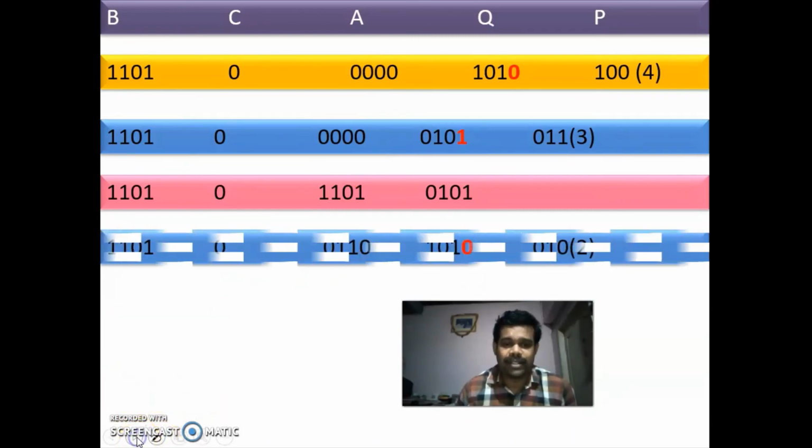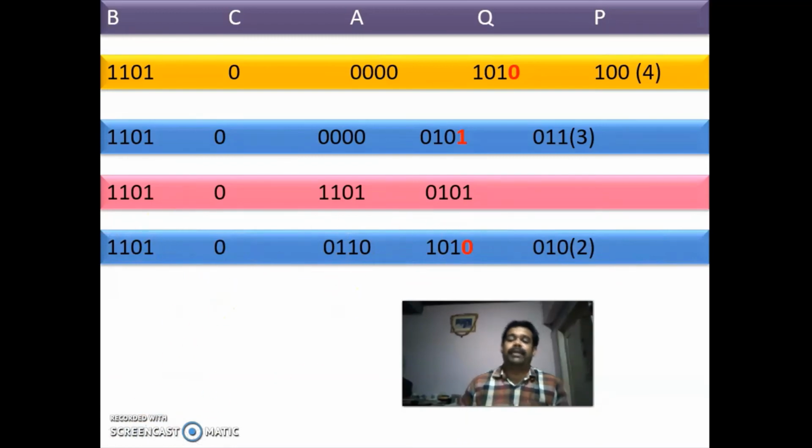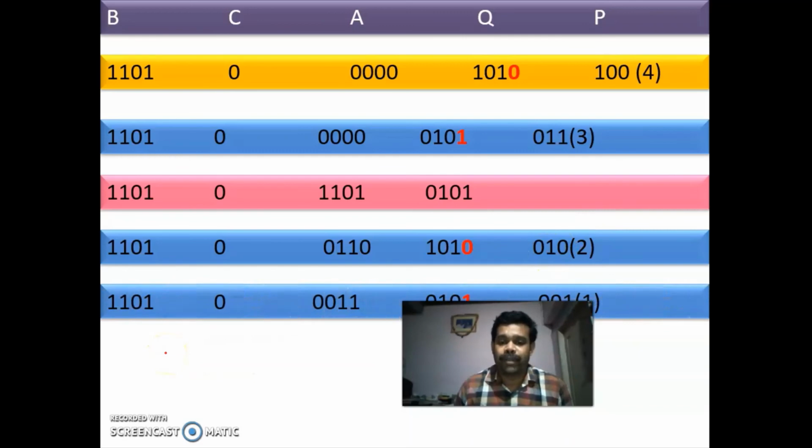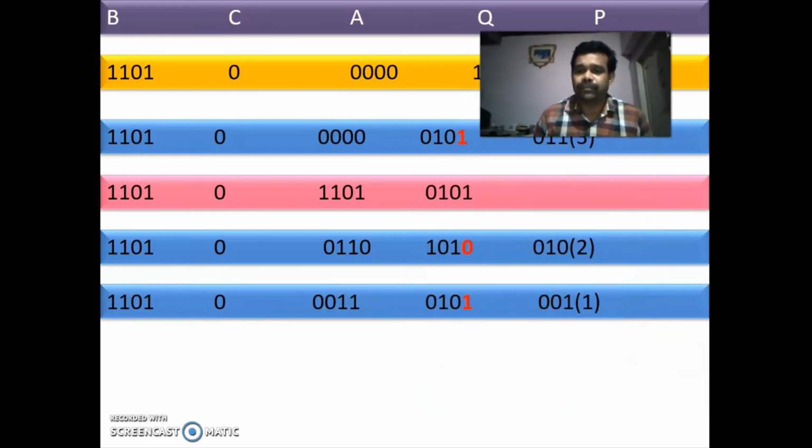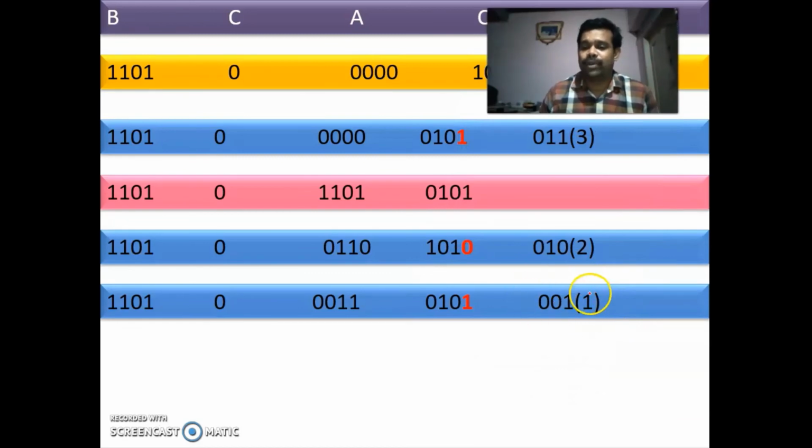Next you shift it by one bit, so you get it like this. After shifting, you decrease the count, so 3 becomes 2. Again, the first bit is 0, so you only shift it by one bit, and you reduce the count to 1.